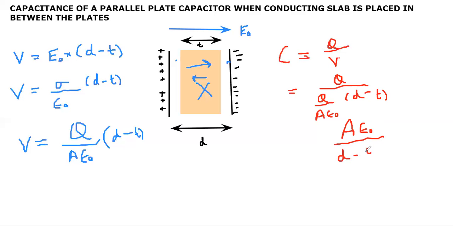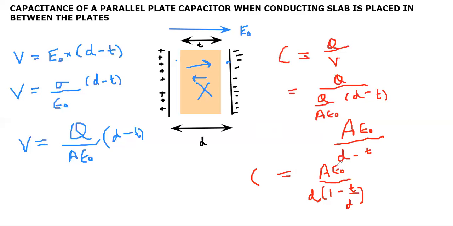D minus T. Now if you take D common from the denominator, what you get? You get 1 minus T divided by D, right? So the value of C is equal to this. This is an expression for capacitance when a conducting slab is placed between the plates.